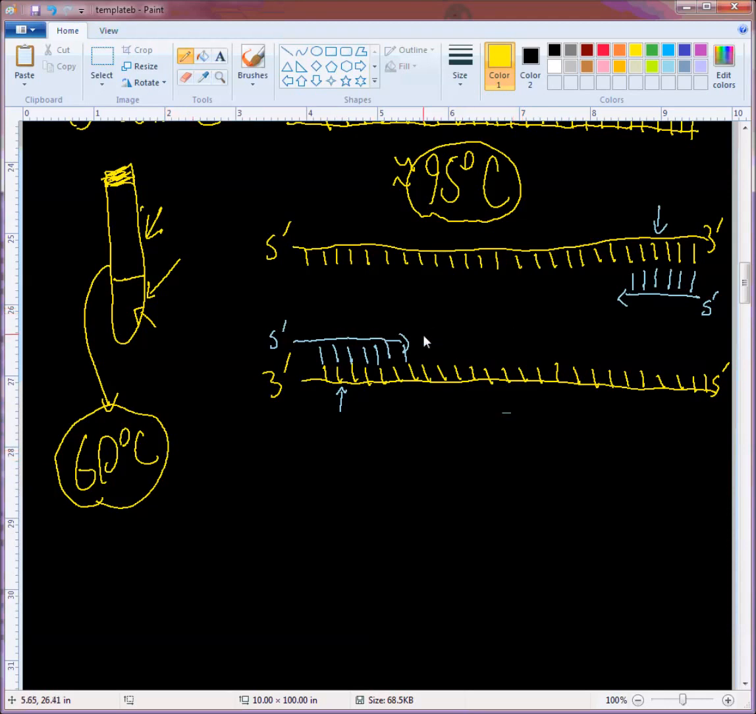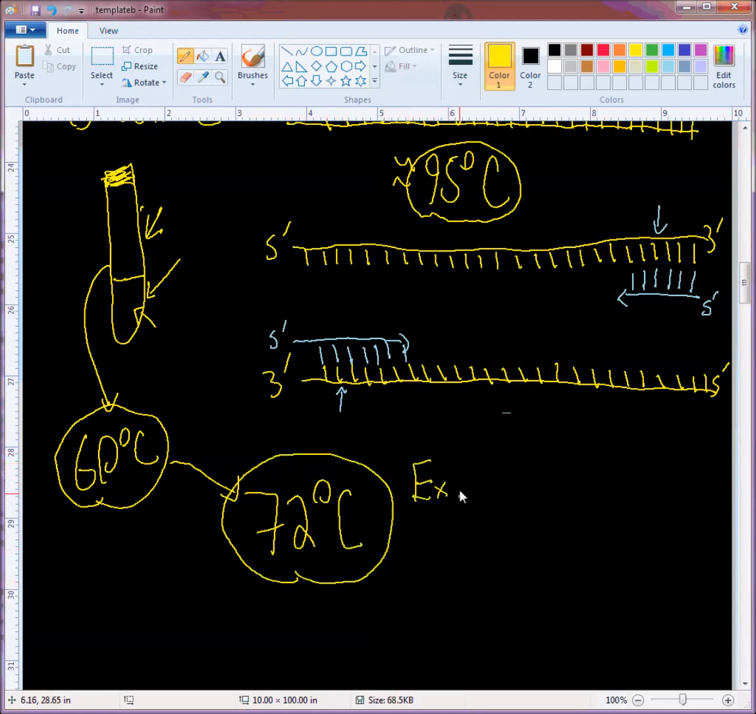Okay, so now we want to extend these primers. And, well, we aren't going to do it. We want it to be extended. The polymerase is going to do the extension. So what we need to do is raise this to a temperature that is optimal for the polymerase. So we're going to raise this to about 72 degrees Celsius. And this is going to be called the extension step. And this is the extension temperature. So this is the extension step of PCR.